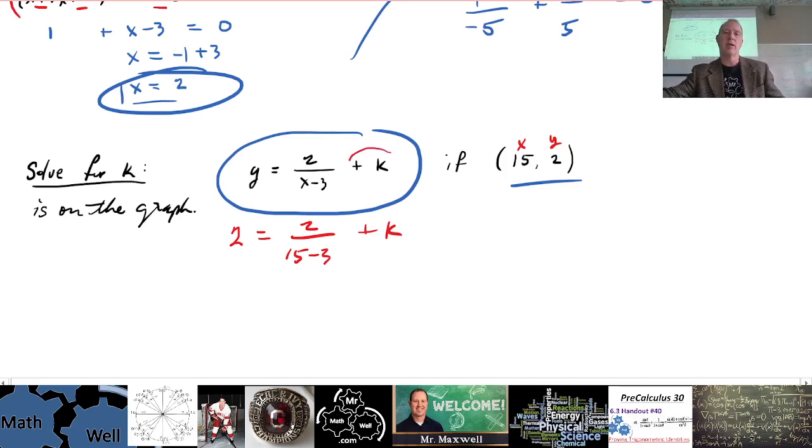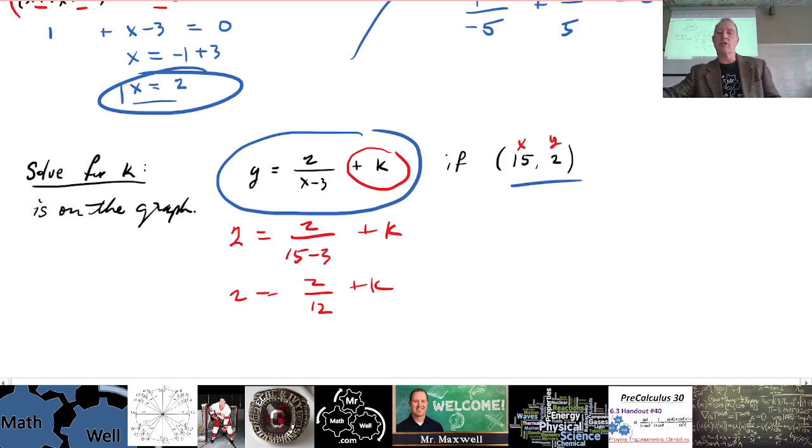So this would be the vertical translation, right? How high up or down should you move so that this point that I'm giving you is actually on the graph? Well, let's just solve. It shouldn't be that big of a deal here. 2 equals 2 over, what's 15 minus 3? That's 12. So plus k, all right. That's a 1 over 6 if that matters.